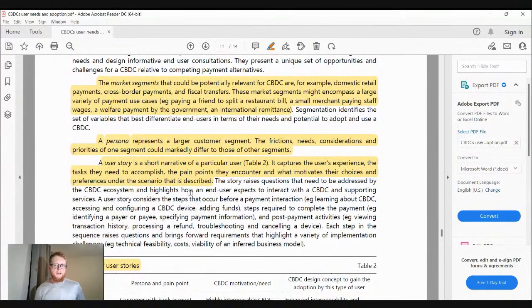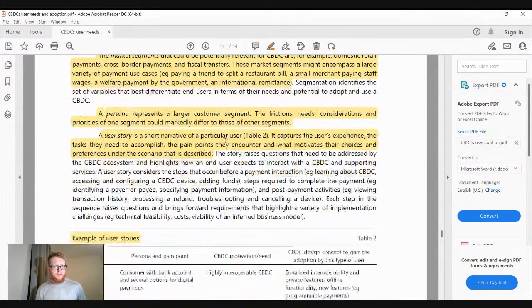And so these market segments might encompass a large variety of payment use cases, like paying a friend to split the bill at a restaurant, a small merchant paying staff wages, a welfare payment from the government, or an international remittance. So these latter two especially, we've talked a little bit more in depth, specifically with UBI, fiscal transfer payments, and also the remittance payments, how that relates to cross-border payments in general, right? So we've talked a little bit more about that in previous videos. Again, it'll all be in that playlist.